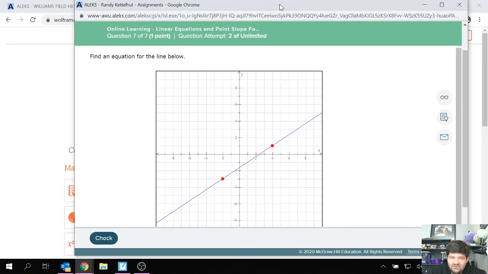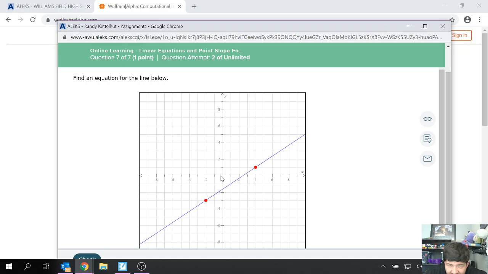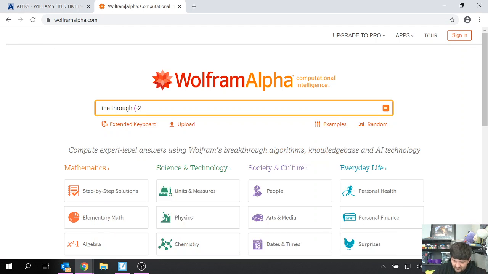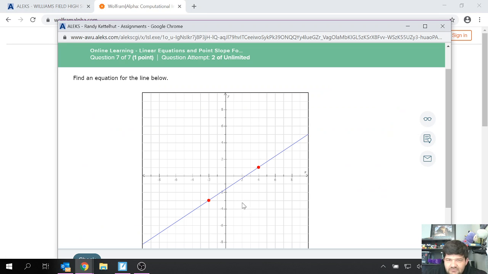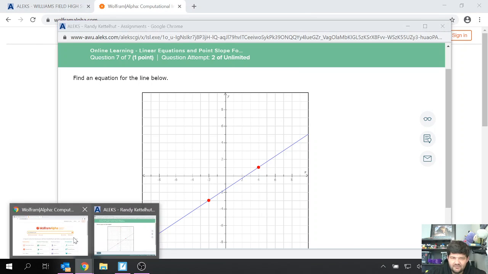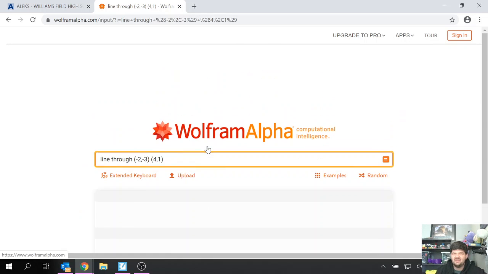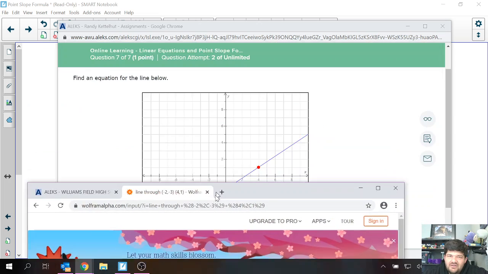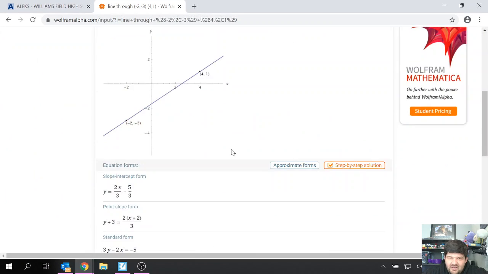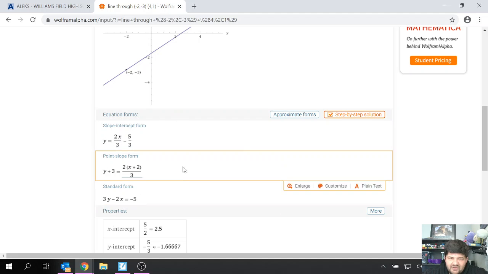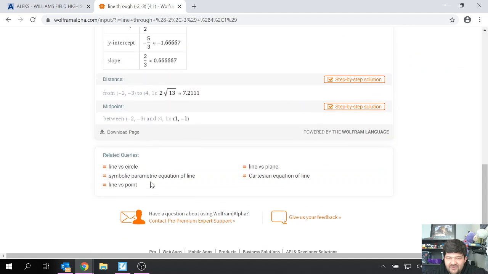As long as you can read these 2 points, that's all you need to do for Wolfram Alpha. So this one is going to be -2, -3, and I'm just typing this straight in. Close the parentheses for the space, open them, and then type the other point in. 4, 1. Close the parentheses, hit enter. It'll show you the line. You should double check that it looks the same. Look, that looks the same as that. Yep, sure does. So there's your slopes and your intercepts and all your stuff.